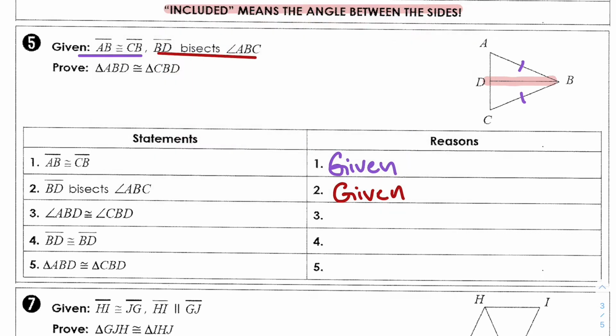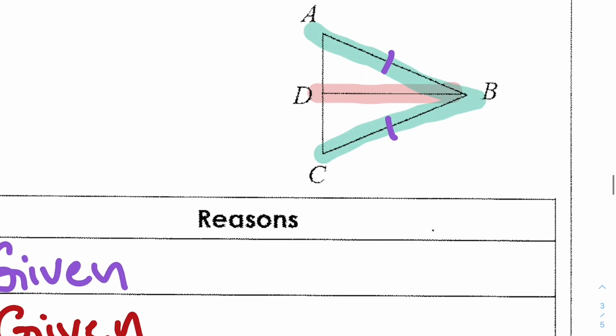Let's switch it to blue. And this is the angle that's being split in half. That means we go right here. This angle, which is ABD, is now congruent to this angle, which is DBC. Okay, so now those are congruent to each other.